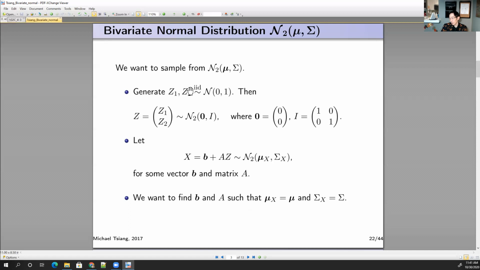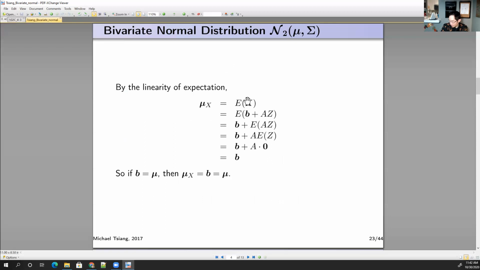When you generate two values independently from the normal distribution, the mean is going to be 0, and the covariance is going to be the identity matrix. The variance matrix has no covariance between z1 and z2. But we want to transform this. So we have to find this vector b and this matrix A so that we end up with these properties here.